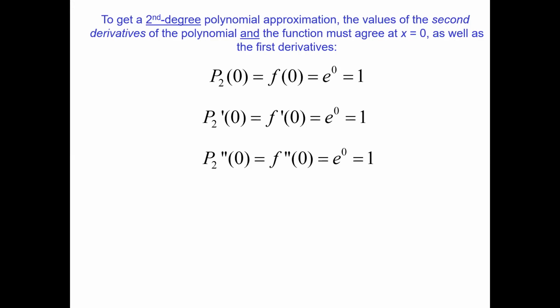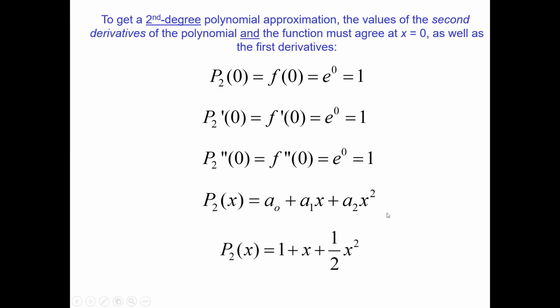And p double prime would be the same thing, because e to the x, keep taking the derivative, you still get e to the x, would also be 1. So if we put all this together, and the idea here is I hope we're starting to see a pattern as we build here. So my second degree polynomial looks like this: a sub naught plus a sub 1 x plus a sub 2 x squared.